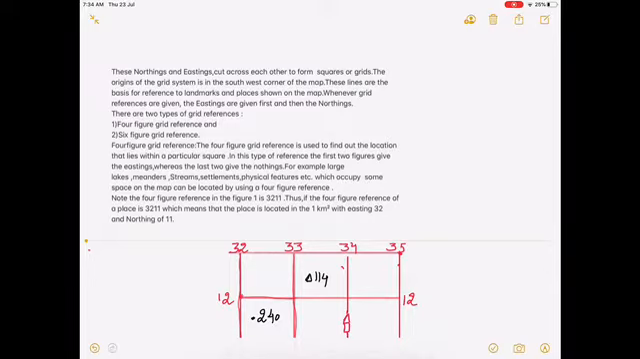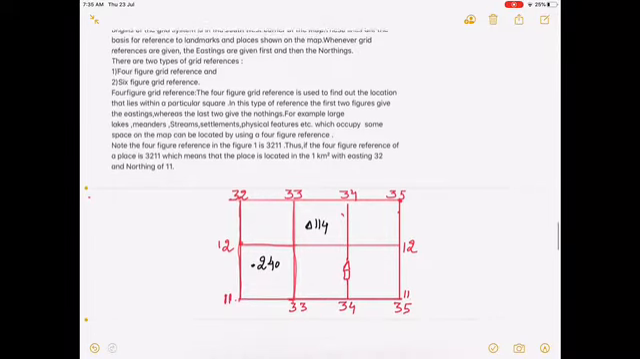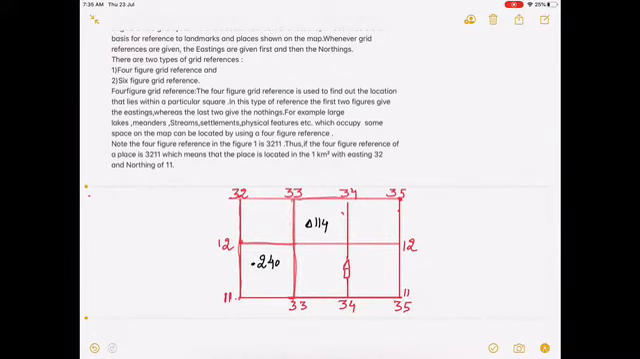So when we talk about the grid reference, there are two types of grid reference, the 4-figure grid reference and the 6-figure grid reference. The 4-figure grid reference is used to find out the location that lies within a particular square. That this is a square, and if we want to know about the triangulated height 114, then we will easily find out with the help of the square only by writing its easting and the northing.